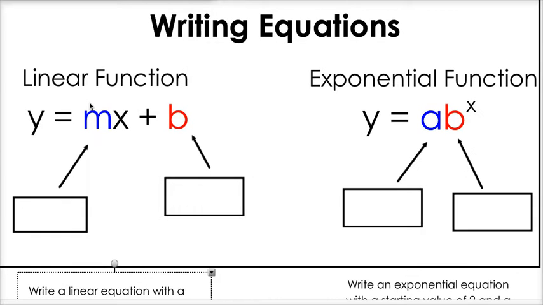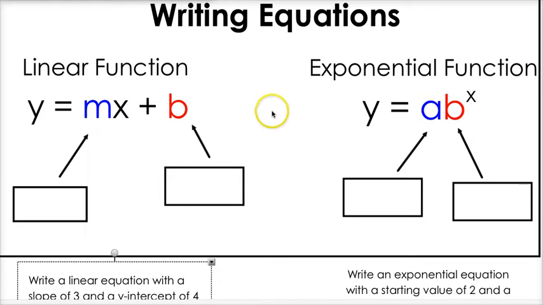What we're going to be talking about today is how to write the equation of two things. One, we're going to be able to write the equation of a line, which we already know how to do. And two, we're going to be able to write the equation of an exponential function, which we just talked about in class if you were listening. Remember, we talked about linear functions before. It comes in the form of y equals mx plus b. This is the slope-intercept form of a line.